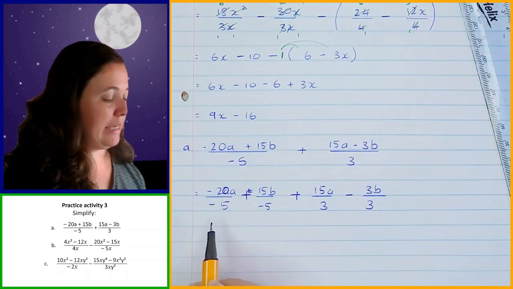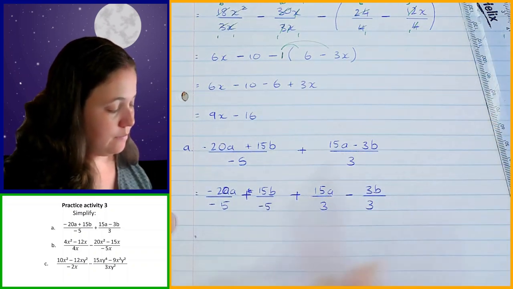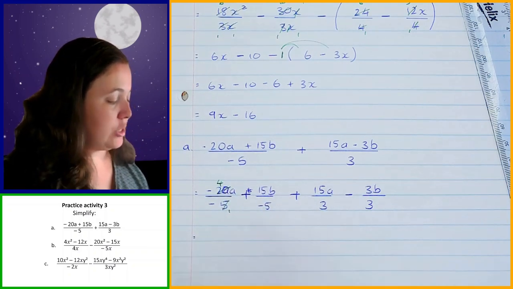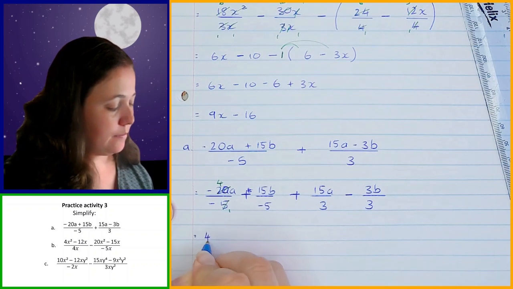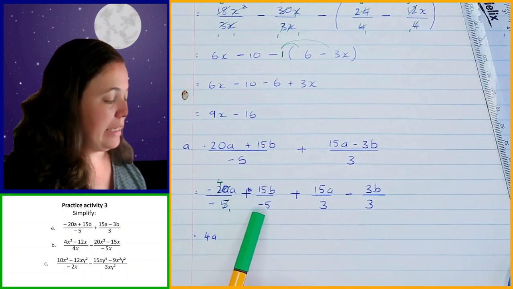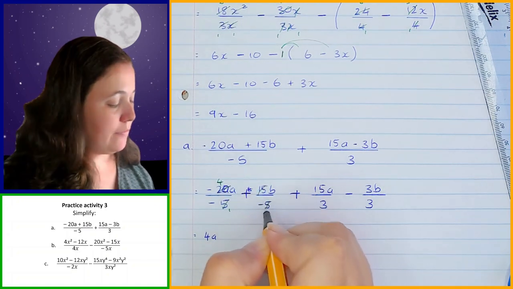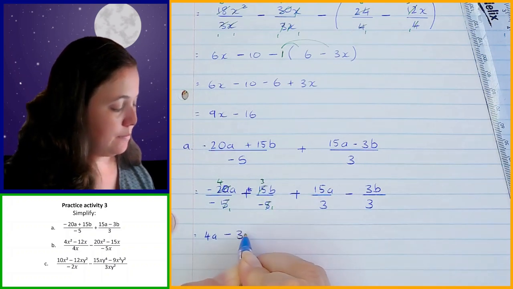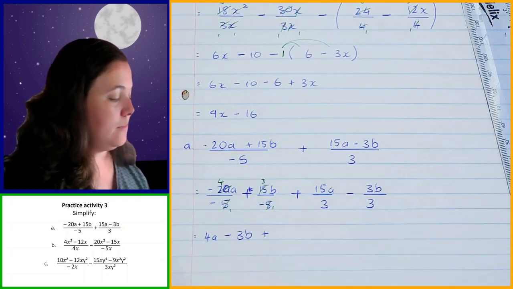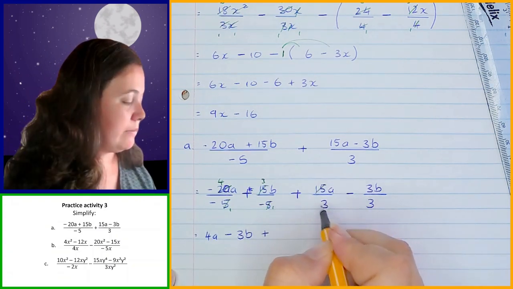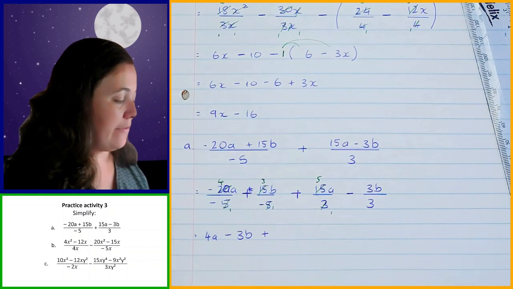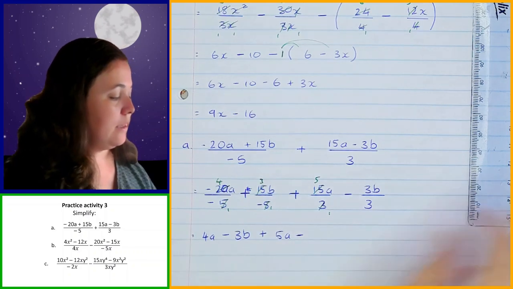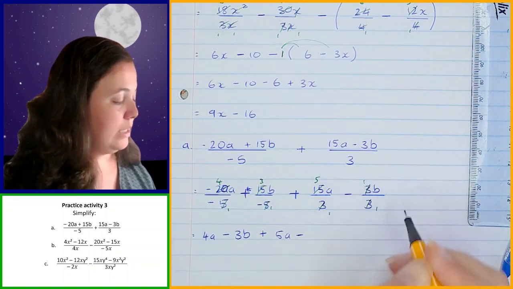So I've got a negative divided by negative is positive. 20 over 5 is 4 and 1. And then I have my a. So it's going to be positive 4a. Then I've got a positive divided by negative is negative. The 15 and 5 simplify to give me 3 and 1. So that gives me negative 3b. Then I've got plus 15 over 3 gives me 5 over 1. So that's 5a. And then minus 3 over 3 simplify to give me 1 and 1. So that is just minus b.